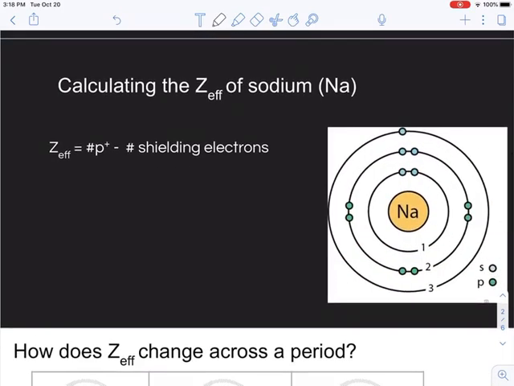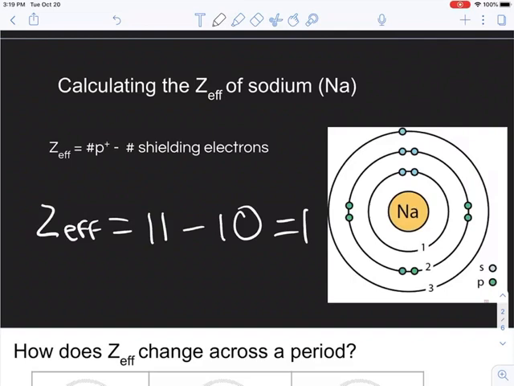If we look at sodium, here's the Bohr diagram for sodium. Sodium has 11 protons and 11 electrons when it's neutral. So to calculate the effective nuclear charge for sodium, we would do Z effective equals the number of protons, which again, you get from the periodic table. It's 11 for sodium. And if we look at its shielding electrons, it has 2 in energy level 1 and 8 in energy level 2 for a total of 10. You could also get that from sodium's electron configuration if you were to write it out. So sodium has an effective nuclear charge of 1.